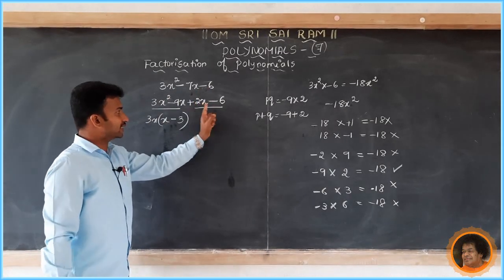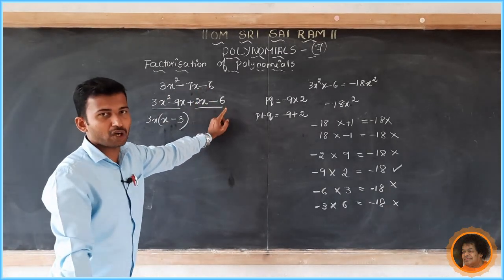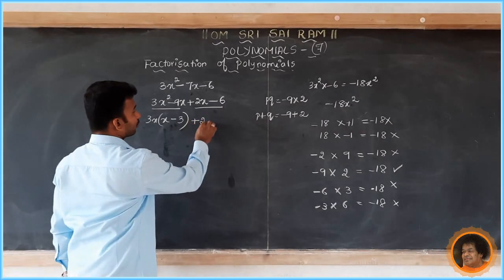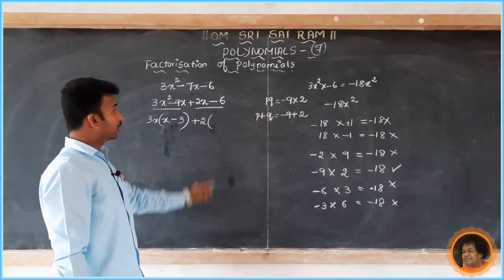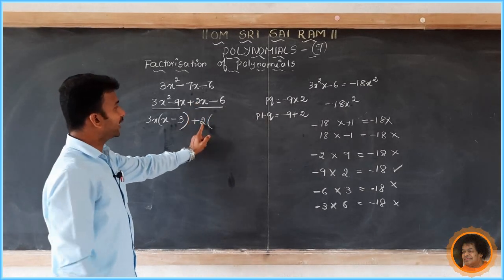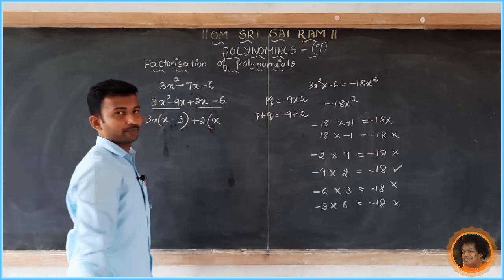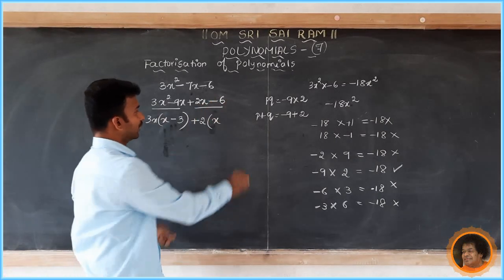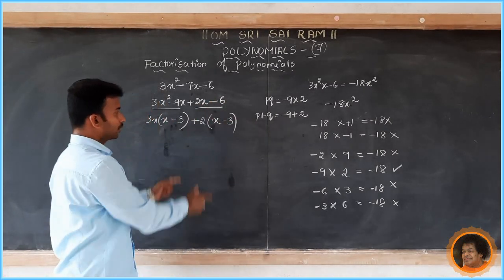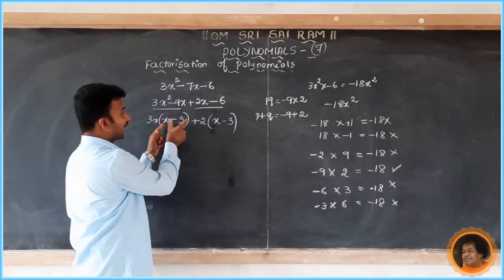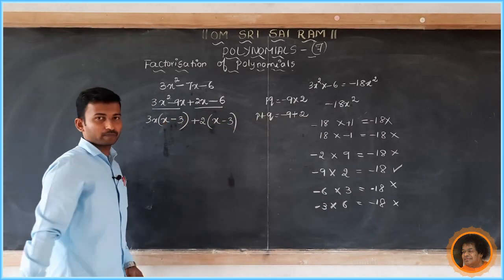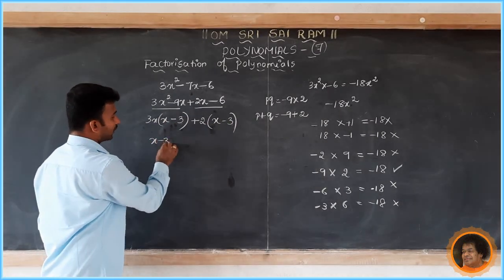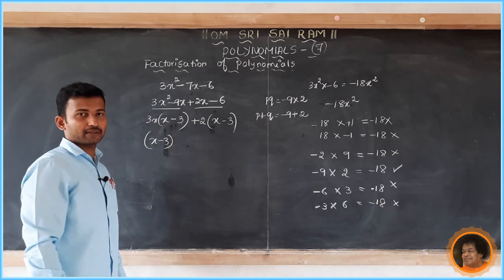Next, 2x minus 6. What is the common factor? 2 is the common factor. Take out plus 2 as a common term. Divide 2x by 2, which is equal to x. Divide minus 6 by 2, which is equal to minus 3. It should be the same: x minus 3, and also common, x minus 3 is common. Take out x minus 3 as a common term.